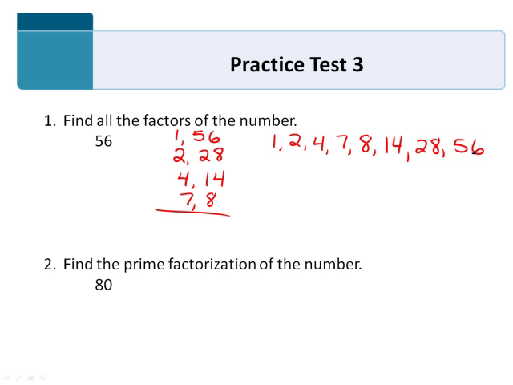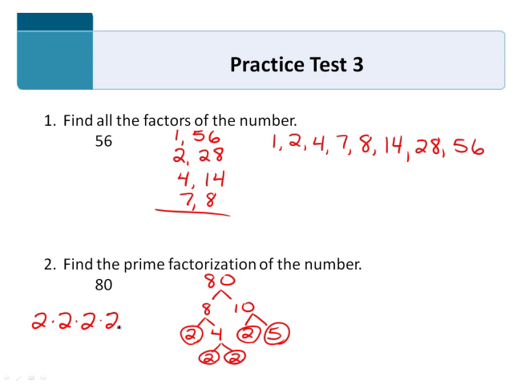Now, number 2, find the prime factorization of 80. Okay, this is the factor trees. So if we start with 80, I'm going to split it into 8 times 10. 8's not prime, so we're going to break that into 2 and 4. 2 is prime, so I circle it. 4 breaks down into 2 and 2. Circle those. And then 10 would be 2 and 5. Those are both prime. So we've got 1, 2, 3, 4 2's. So the answer is 2 times 2 times 2 times 2 times 5. And that would be the prime factorization there.